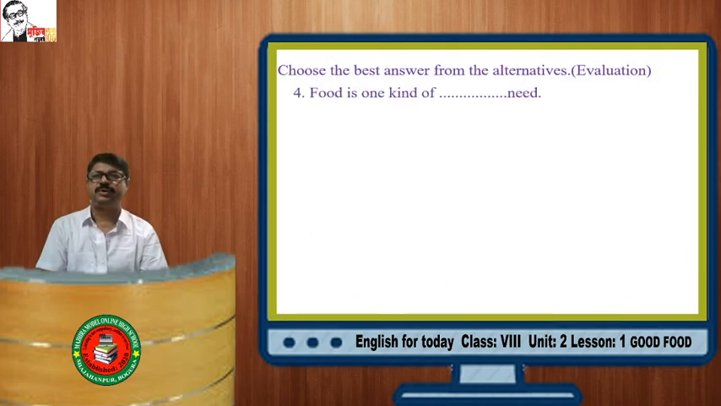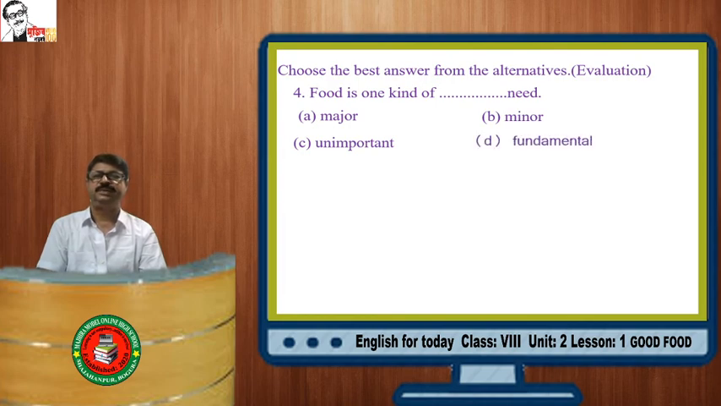Question number 4. Food is one kind of dash need. The options are A. Major. B. Minor. C. Unimportant. And D. Fundamental. The correct answer is option D.